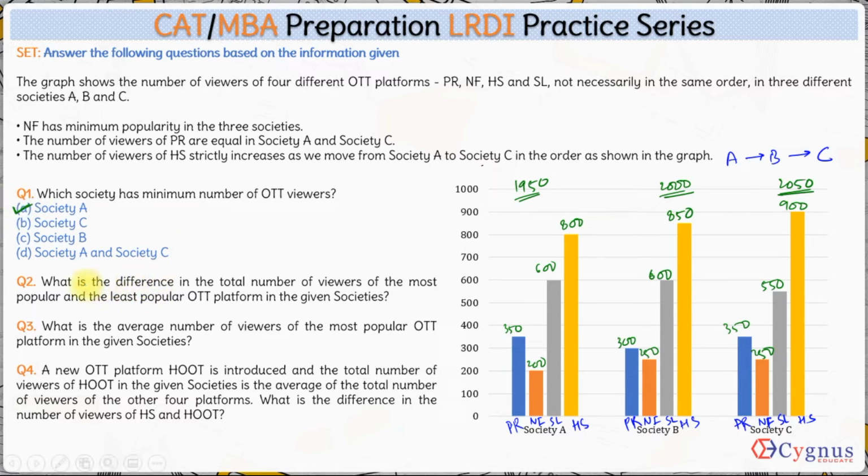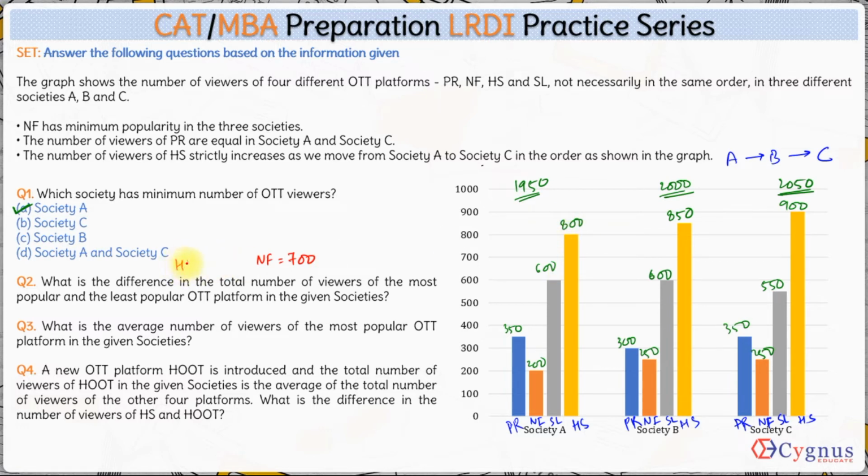What is the difference in the total number of viewers of the most popular and the least popular OTT platform in the given societies? Okay, we know the least popular platform is NF. So let's calculate the total number of viewers for NF. This is 200 plus 250, 450. 450 plus 250 is 700. So the number of viewers is 700 for NF, and the most popular platform is HS.